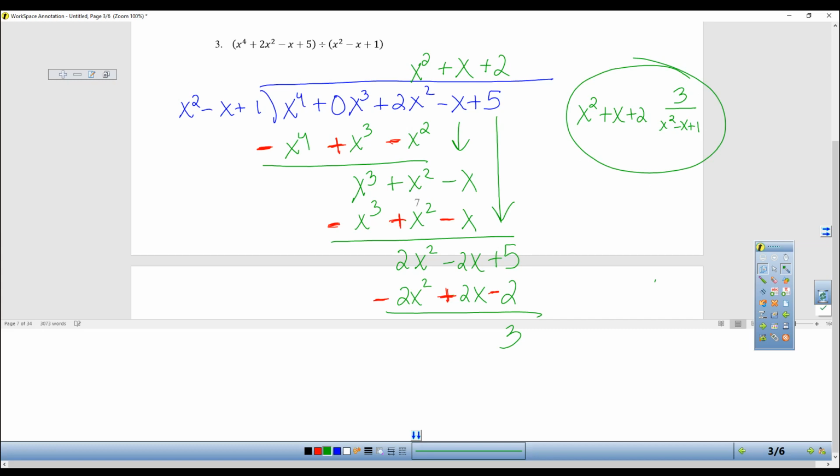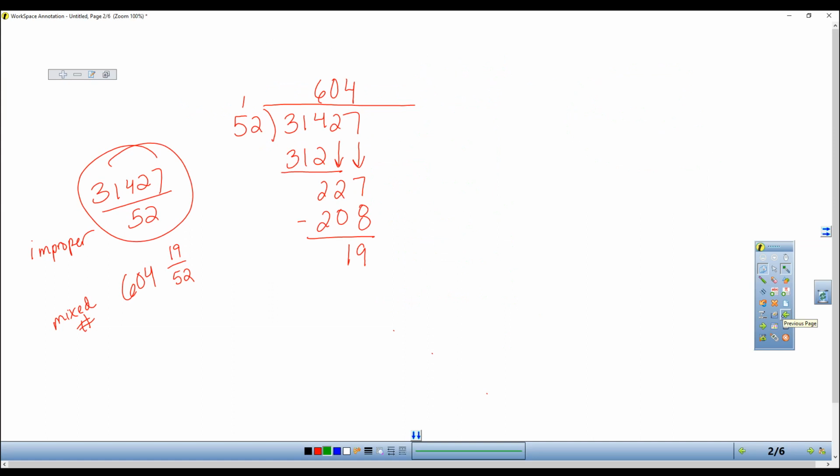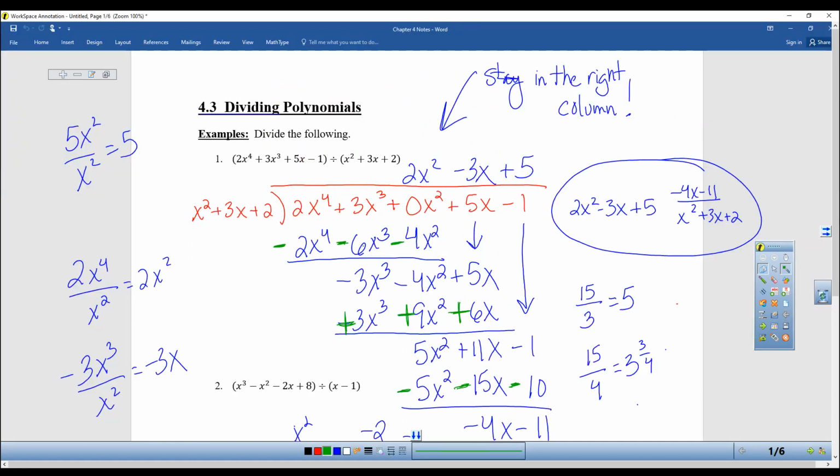So I'm going to show you a shortcut that only works on certain problems, okay? I want you to put your pencils down. Numbers 4, 5, and 6 are going to let us practice this, but I'm going to use number 2 to show you.